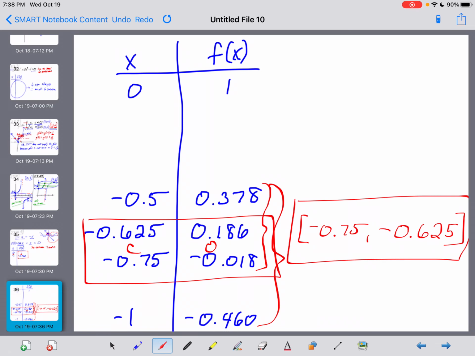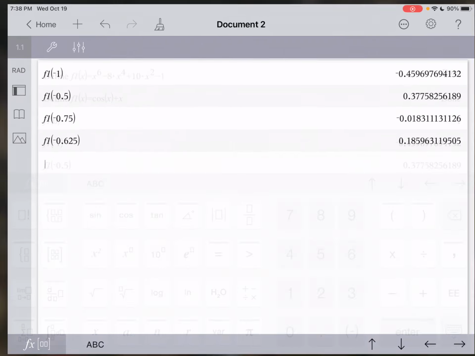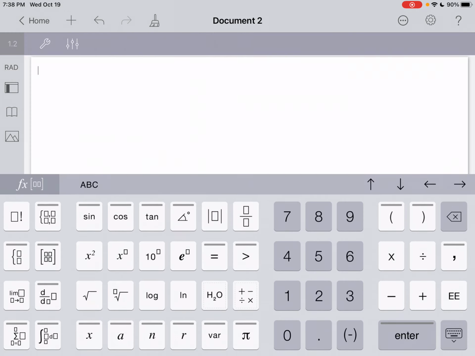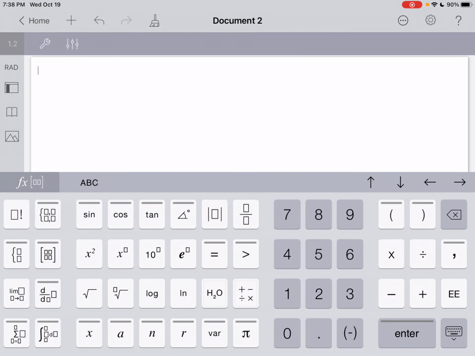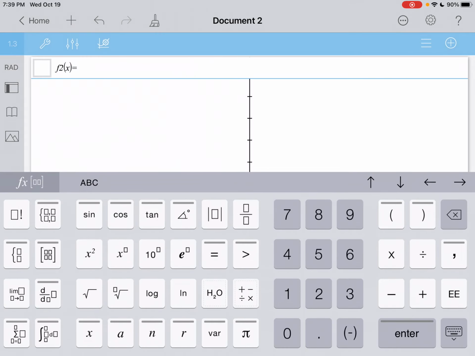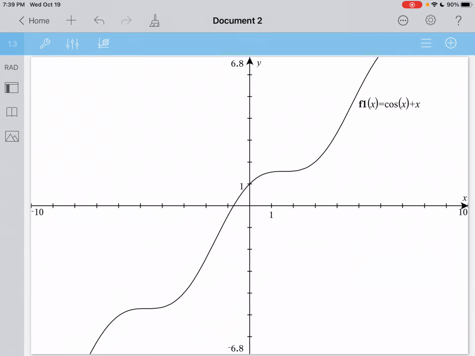Now, just for fun, guys, since we did all this work in the calculator anyway, you can actually verify your answer real quickly here. If I were to add a page, and let's add a calculator page, and that's not what I thought was going to happen. I wanted to add a graph page, I'm sorry. So let's try that again. Add a graph. There we go. And if I hit my up arrow here, there's f1 of x, the function we just dealt with, which was this one right here.